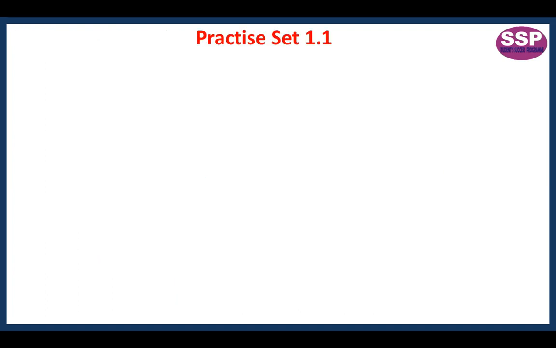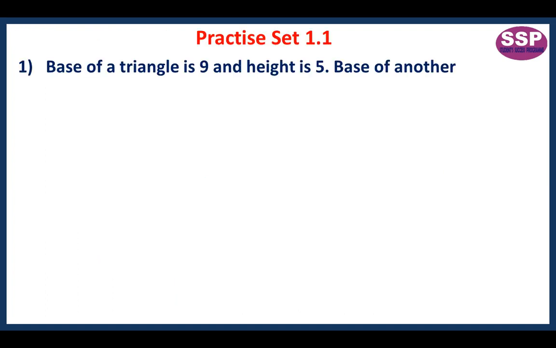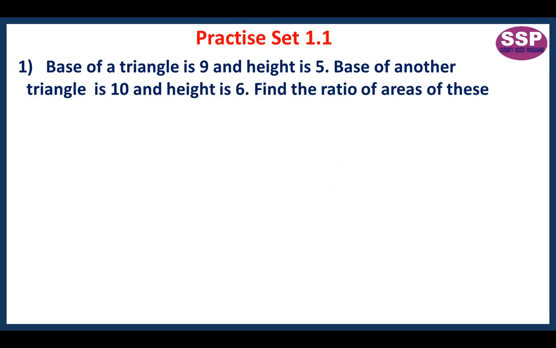Practice set 1.1. The first problem. Base of triangle is 9 and height is 5. Base of another triangle is 10 and height is 6. Find the ratio of areas of these triangles.